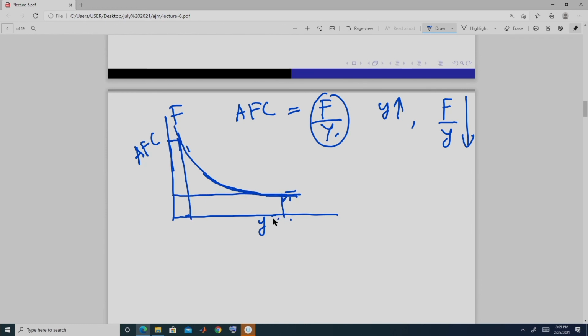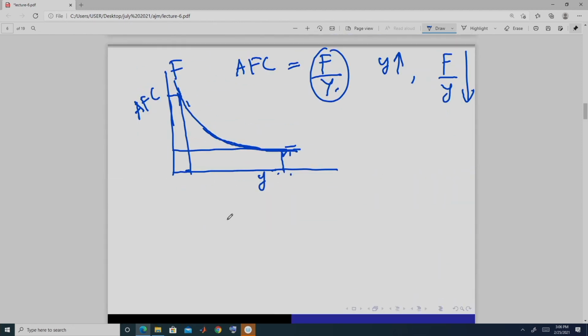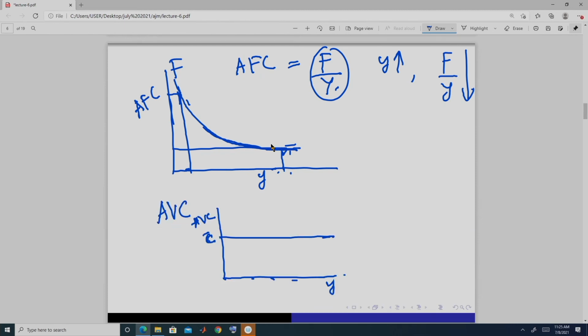Okay. Why? Because the fixed cost is the same. So, the more you are producing, the less per unit it is costing. Okay. Now, we looked at the average variable cost. Suppose the average variable cost is of this nature. When can we have this kind of average variable cost?